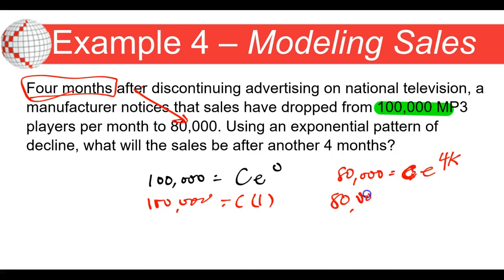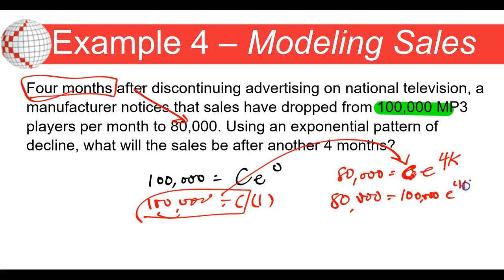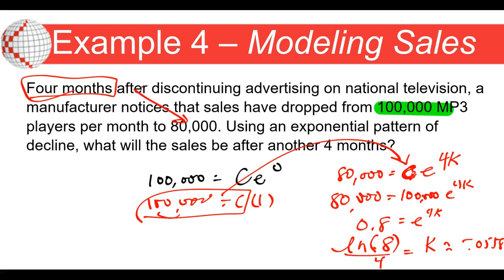So, doing a little substitution, again writing 2 equations, I'm going to plug this C in right here. 80,000 equals 100,000 e to the 4k. I'll divide this out. 0.8 is equal to e to the 4k, and ln both sides and divide through by 4 to solve for k. I think it's going to be close to negative 0.0558. So then I could write an equation. I think I have everything I need. I got C, I got k, and I can answer any kind of question you want.